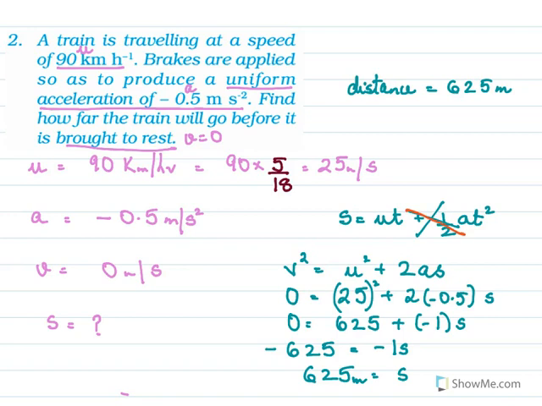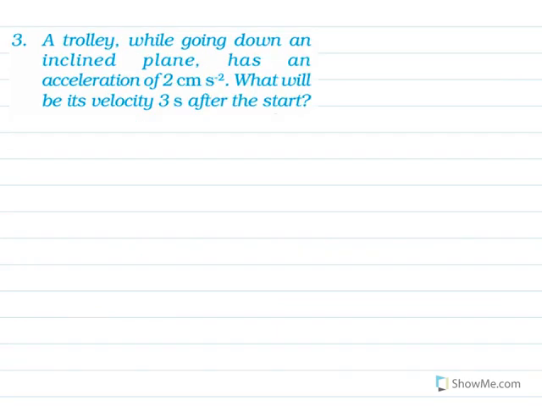Here you have seen we have not used the normal equation. So we, 625, we didn't use s equal to ut plus half at square because we do not know the t.